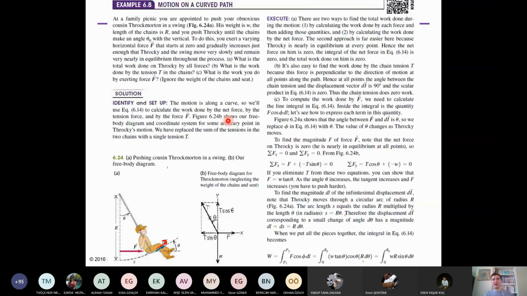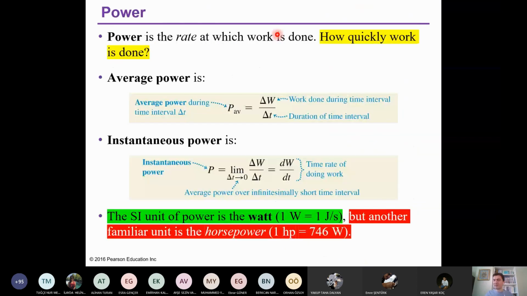Now let me finish my lecture with power. This is the last part of my lecture. What is power? We have learned work. We have learned the relation between force and work. We have learned the relation between kinetic energy and work. So what is power? And what is the difference between power and force? Power tells us how quickly work is done.